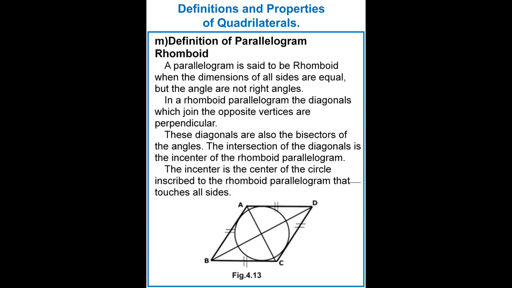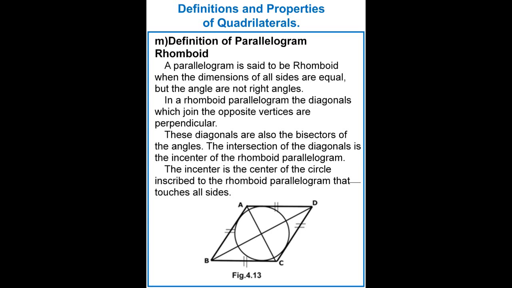This slide presents a definition of a rhomboid parallelogram. This type of parallelogram has the dimension of all sides equal. A parallelogram is said to be rhomboid when the dimension of all sides are equal, but the angles are not right angles. These diagonals are also the bisectors of the angles.